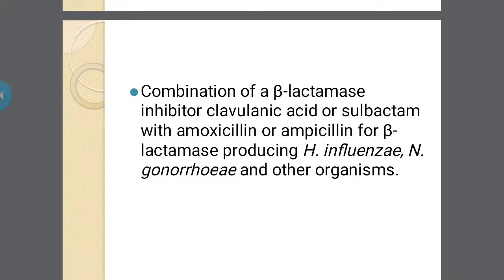The combined use of a beta-lactamase inhibitor, like clavulanic acid or sulbactam, with amoxicillin or ampicillin is a common practice for beta-lactamase producing Haemophilus influenzae and Neisseria gonorrhoeae. So what is the beta-lactamase inhibitor? It blocks the beta-lactamase enzyme, which is mainly expressed by the gram-negative bacteria. They degrade the beta-lactam antibiotics.